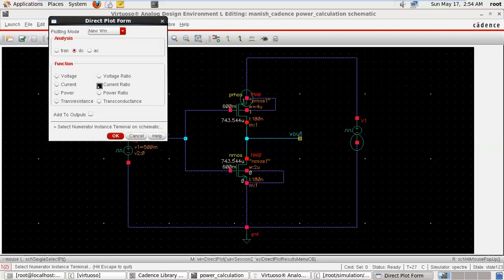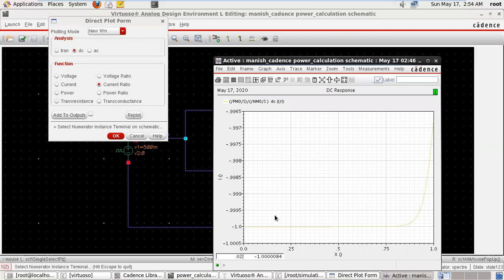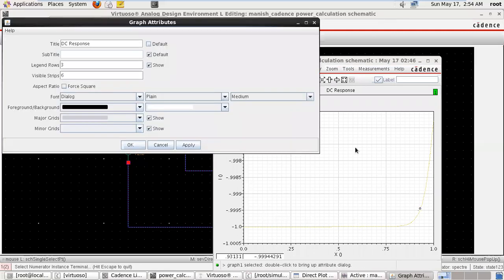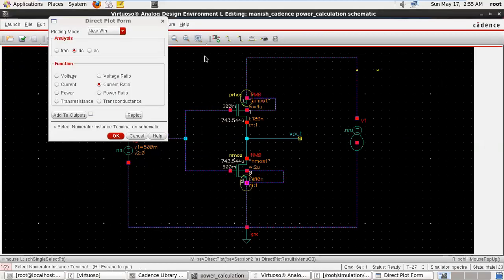Next is the current ratio. In current ratio, it will give you the ratio of current between the two nodes. Suppose we are selecting this as node 1 and this as node 2. So this is the ratio of the current of the two nodes. So this is the ratio of the two currents. Okay. So voltage ratio, current ratio.